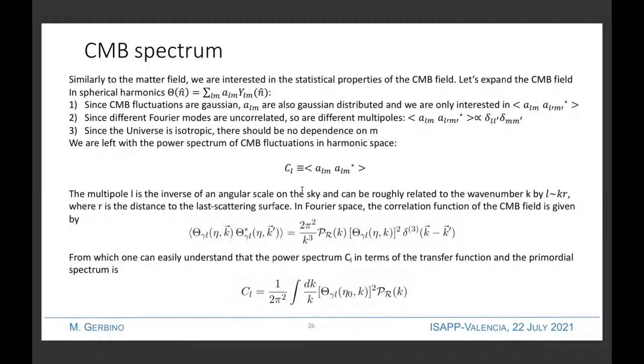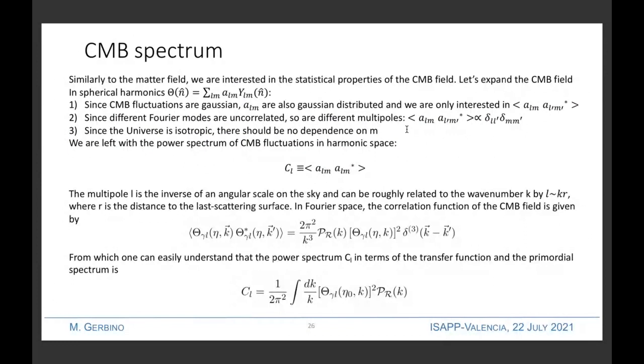The power spectrum is usually given in terms of the harmonic expansion. So we take the temperature field as a function of the direction of observation, and we expand this field in spherical harmonics, Y_LM, with expansion coefficients that are given by this term here, a_LM. The properties of these expansion coefficients are very simple. Since CMB fluctuations are Gaussian, we only need to care about the variance of this expansion coefficient, the so-called ensemble average over the expansion coefficients.